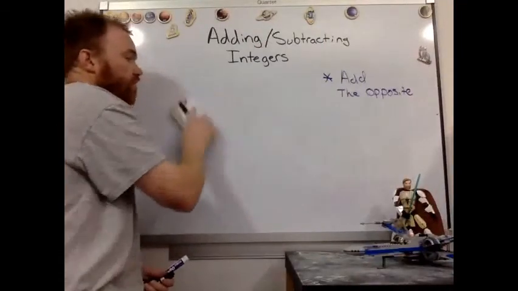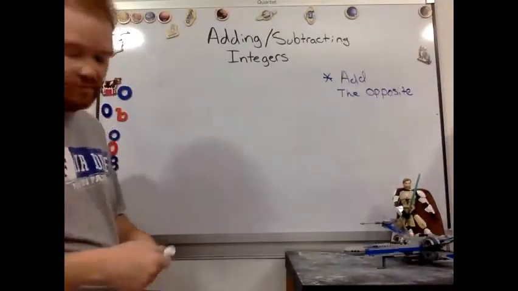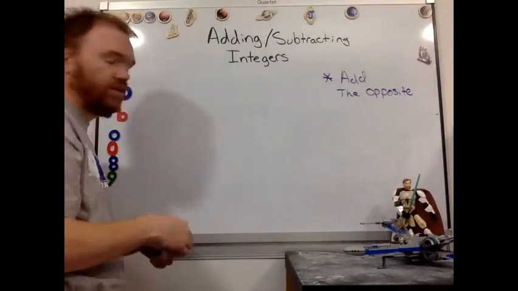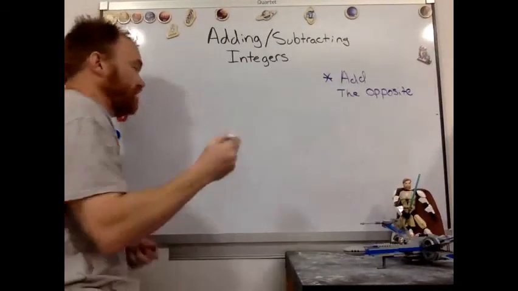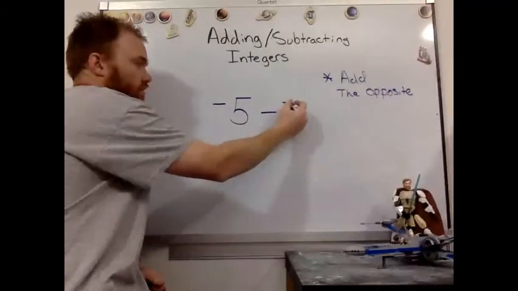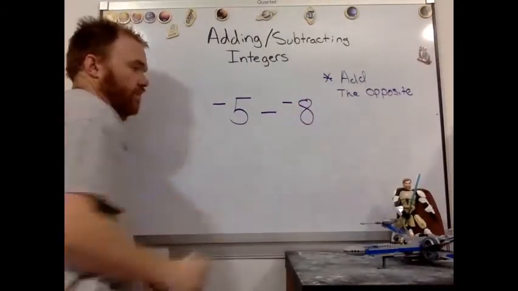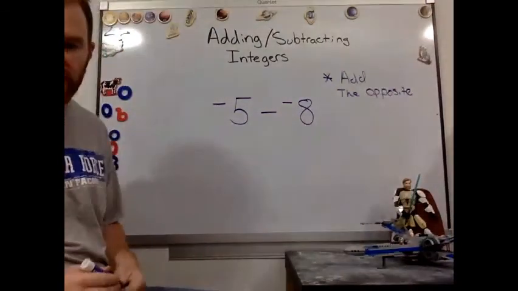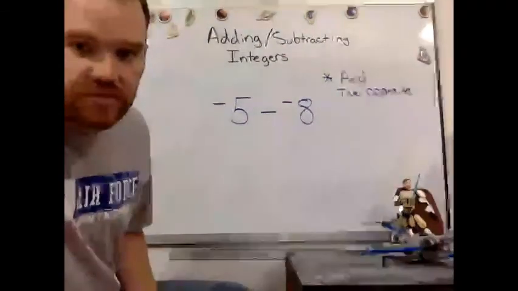Remember our rule: add the opposite. Okay. Let's go with negative 5 minus negative 8. Go ahead, do it on your own. Press pause.